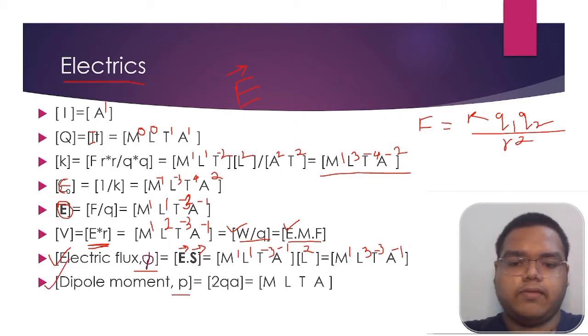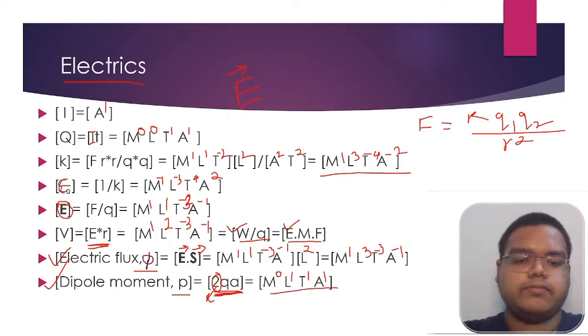Dipole moment P, which is 2q into a. 2 is a number, so it will have no dimension of its own. Q will be T to the power 1, A to the power 1, and a here is distance, so L to the power 1 and M to the power 0.